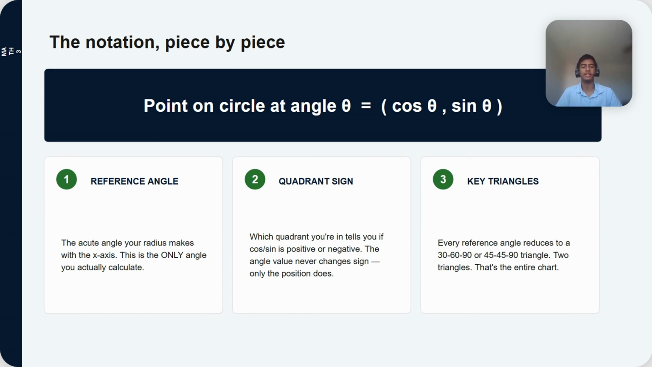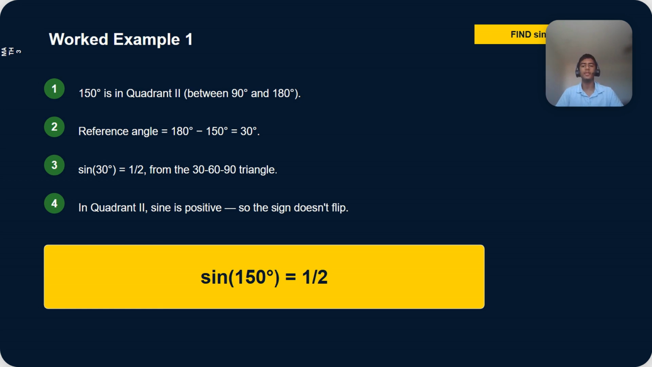Let's break this notation down piece by piece, so it's not just symbols, and it actually makes sense. A point on a circle at angle theta has coordinates cosine theta, sine theta. Three things make this usable instead of memorized. The reference angle, that's the only angle you ever calculate. The quadrant sign, which tells you positive or negative. And the key triangle. Every single reference angle collapses down to just one of two triangles. Two triangles carry the entire unit circle.